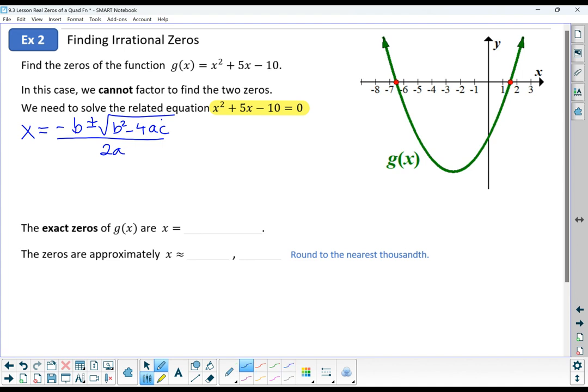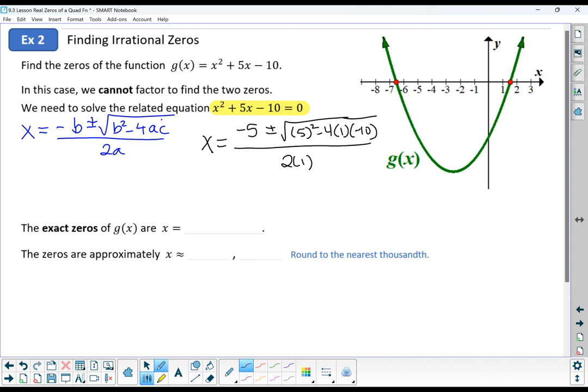So for our equation, our exact zeros are going to be x equals negative 5. Remember the sign change on that b. It's the opposite of b. Plus or minus the square root of b squared minus 4 times a times c. And that is all divided by 2 times a.